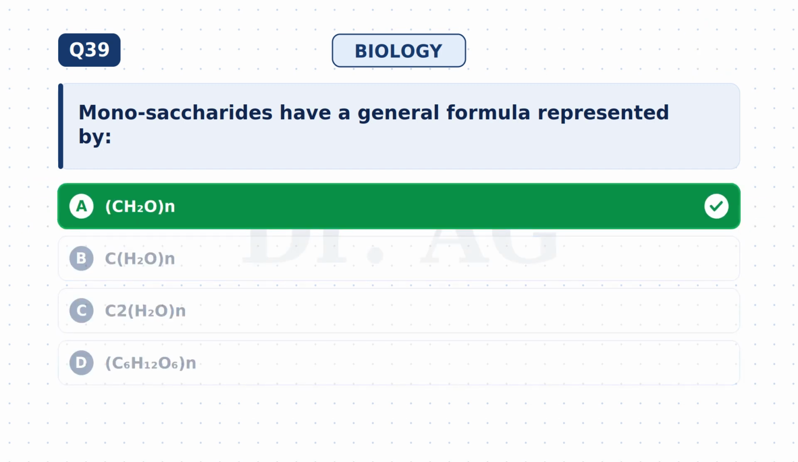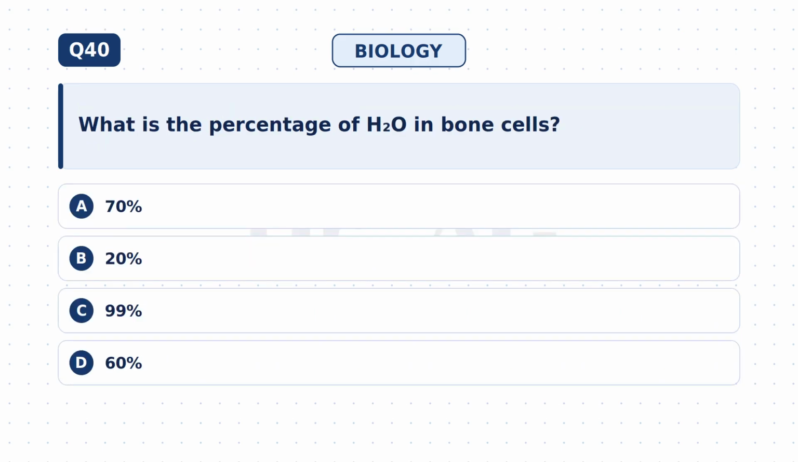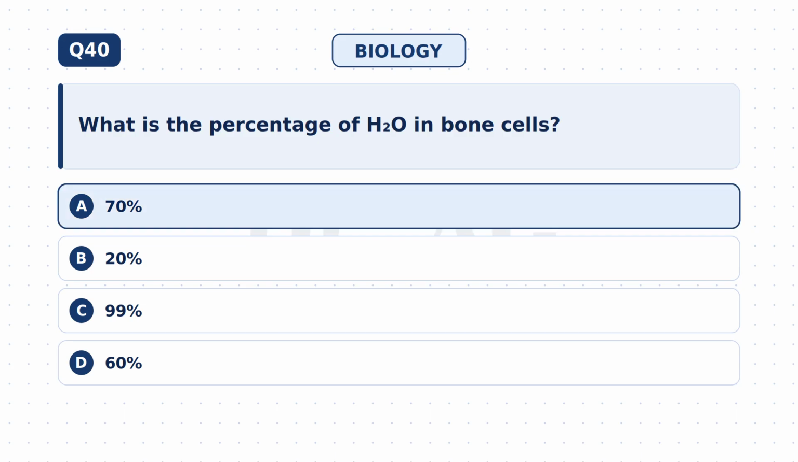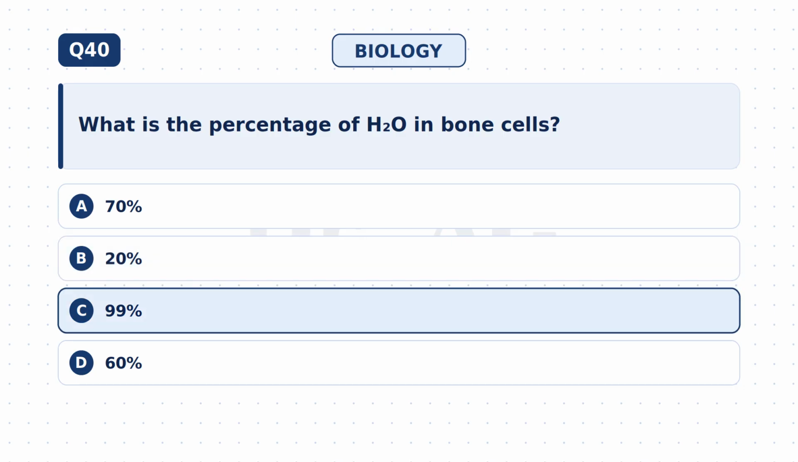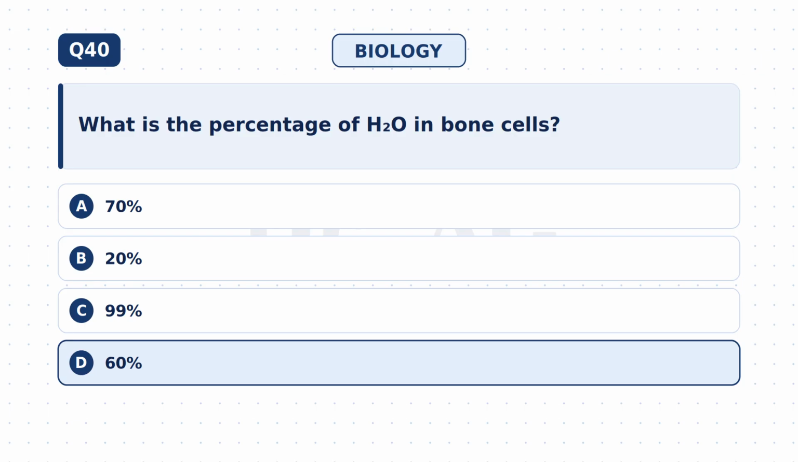The correct answer is A, CH2On. Question 40. What is the percentage of water in bone cells? Option A, 70%. Option B, 20%. Option C, 99%. Option D, 60%.